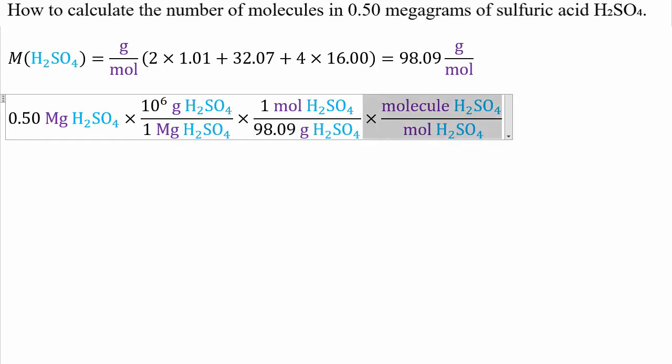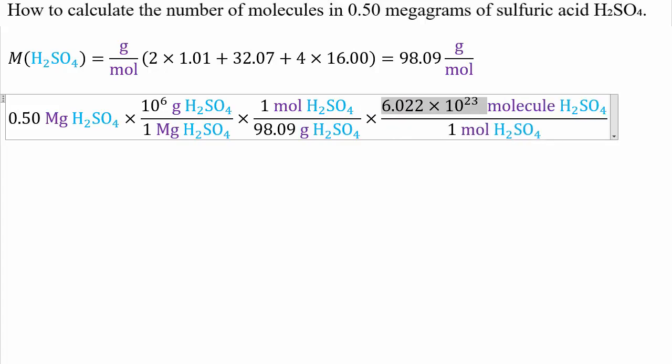In the next conversion factor, we place moles in the denominator and molecules of sulfuric acid in the numerator. Again, the mole carries the theoretical unit, and the number of molecules in a mole of any substance is always Avogadro's number, which is 6.022 times 10 to the power of 23.